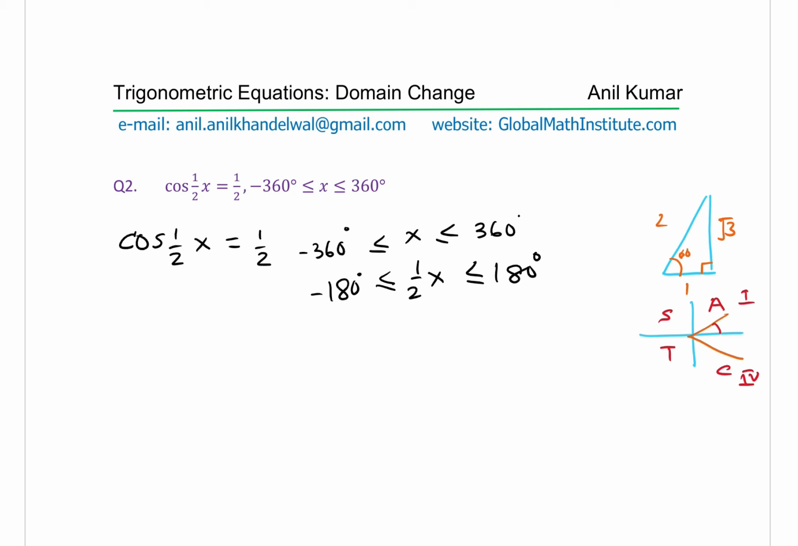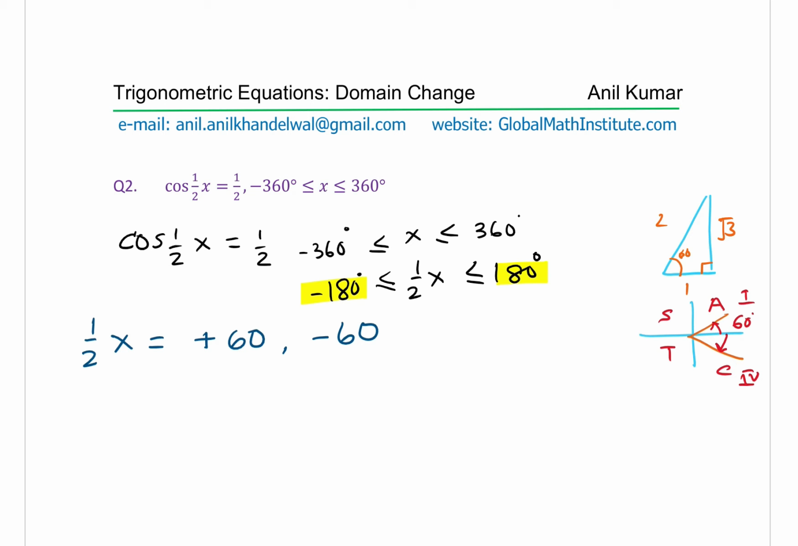So we could write plus and minus. Since we have plus and minus, it's a good idea to use plus and minus 60 degrees, right? So in this particular case, when cos of half x equals half, we can say half of x is equal to plus 60 or minus 60. Well, that gives us two values, but our domain is from minus 180 to positive 180.